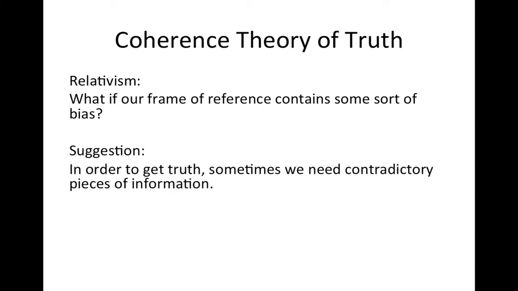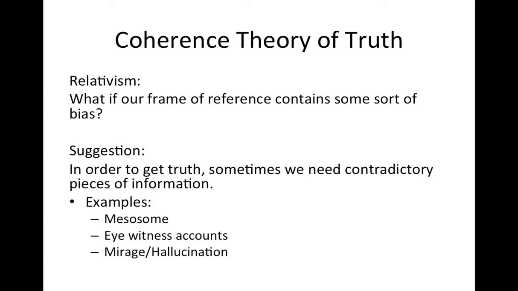So for example, think about things like the following. The mesosome, eyewitness accounts, and differentiating mirages from actual things, hallucinations from real phenomena in the world. Sometimes we need contradictory pieces of information in order to understand that what we have in front of us is a falsehood rather than the truth. So we've discussed the mesosome many times over. When we compare different preparatory procedures, we see that the mesosome is a falsehood. But it's only when we compare a different frame of reference.